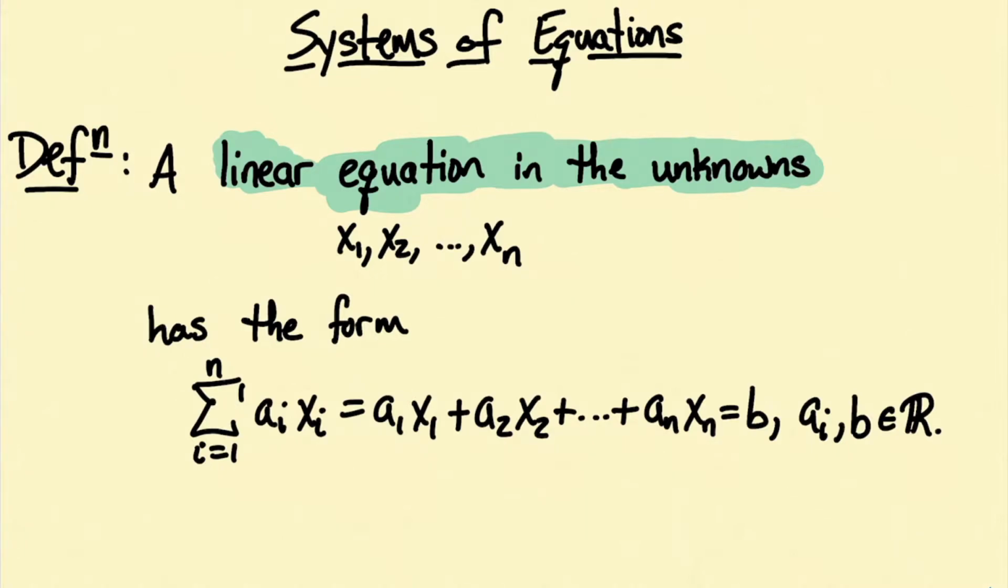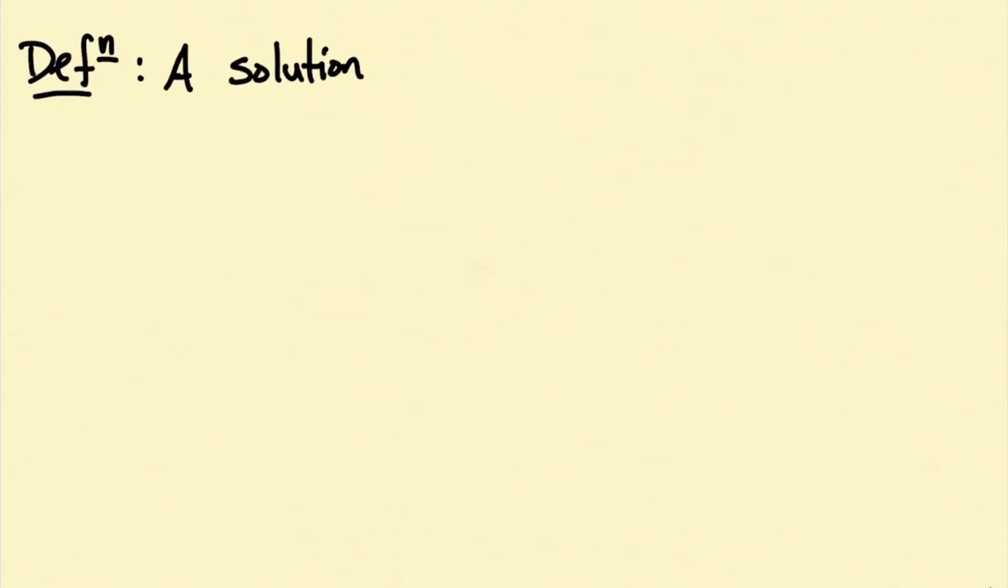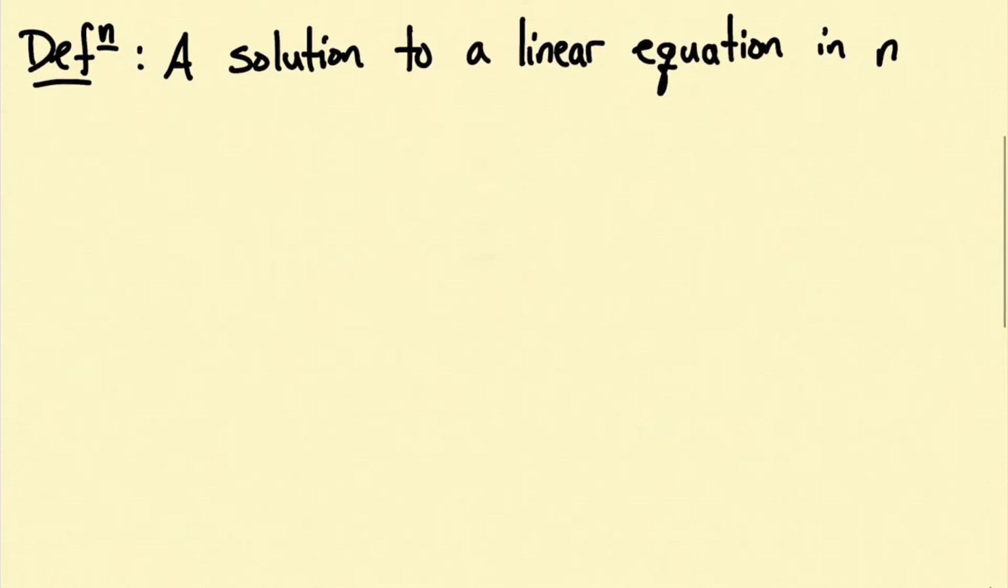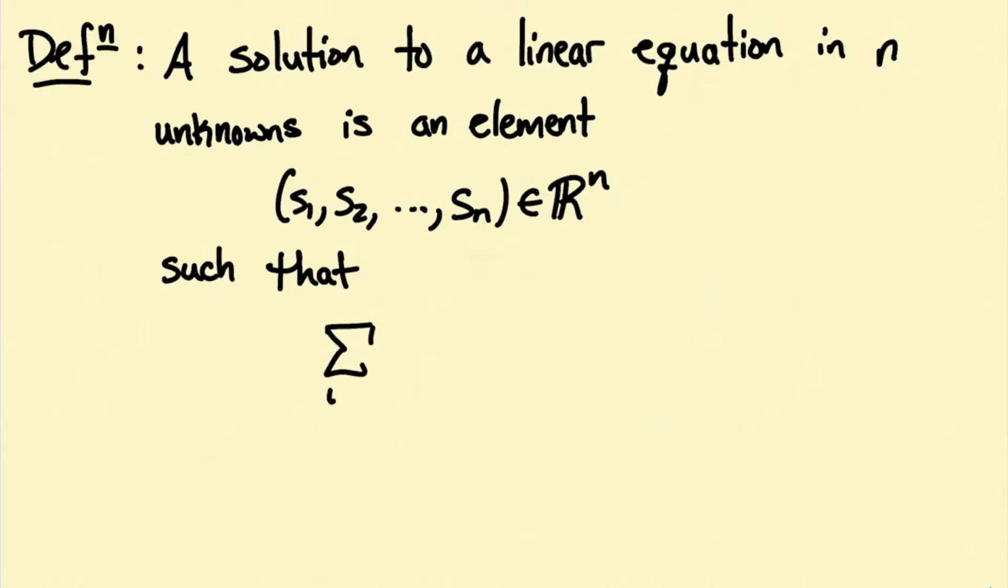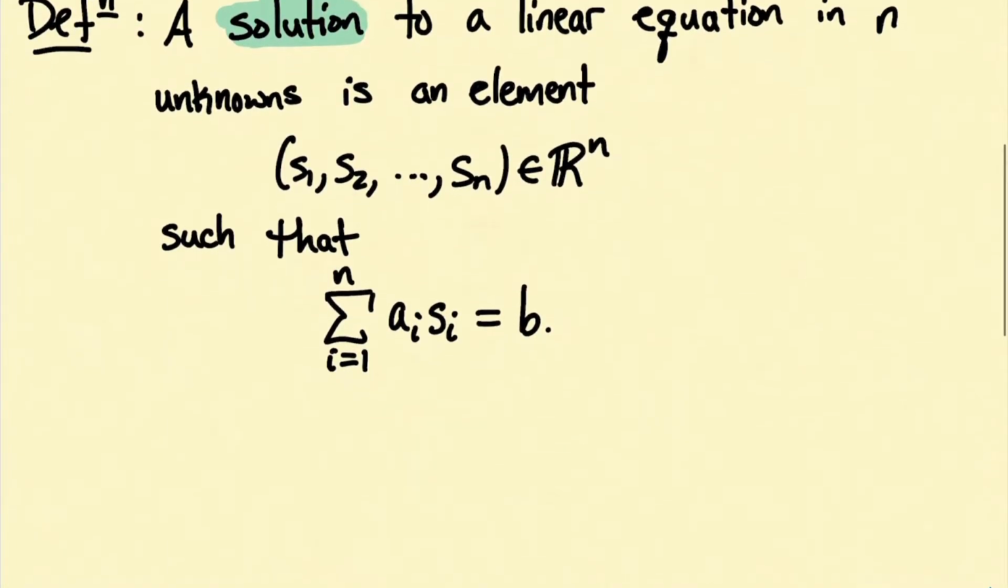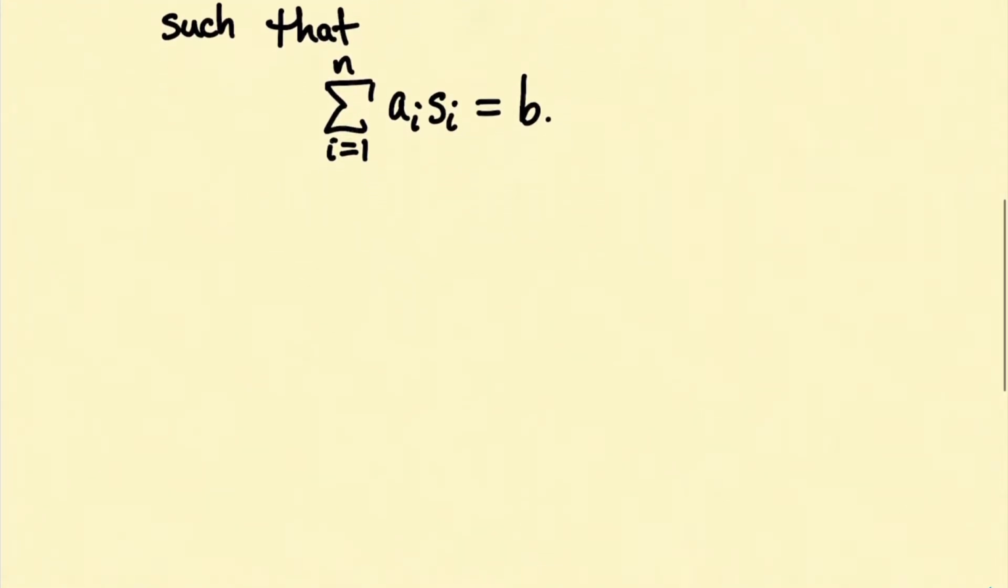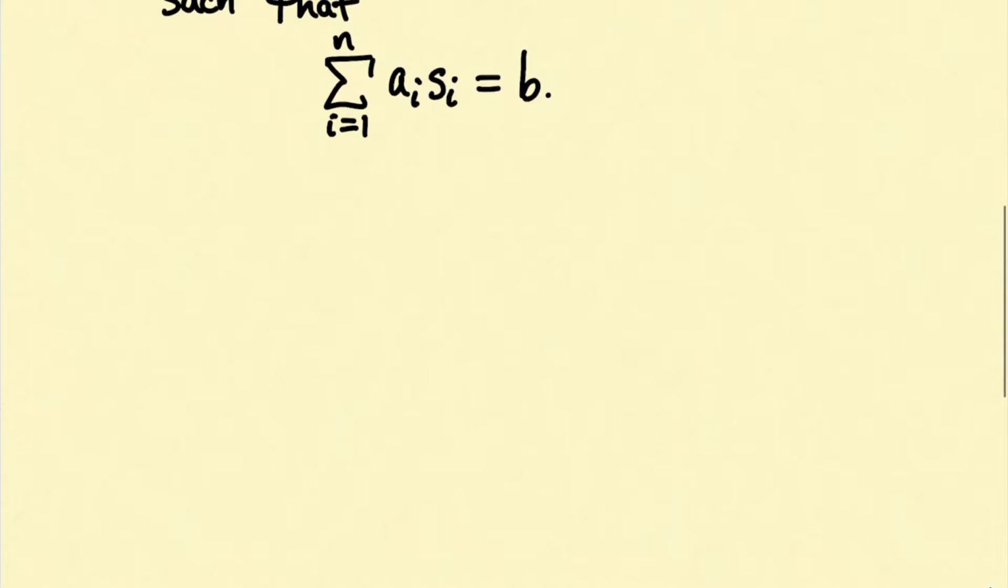When we talk about linear equations, oftentimes what we're interested in are solutions. So once we have a linear equation in n unknowns, a solution to that linear equation is an element s1, s2, down to sn that lives in Rn. So there are n real numbers, such that when you plug s1 in for x1 and s2 in for x2, etc., you get b. In general, the set of all of the solutions to an equation forms what we normally think of as the graph of the equation.